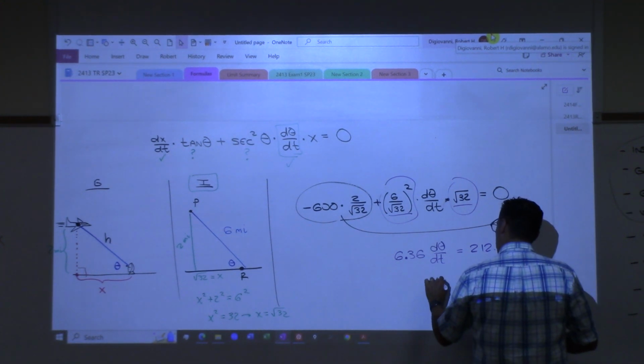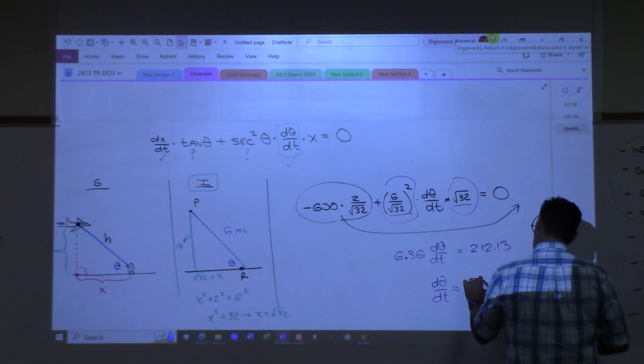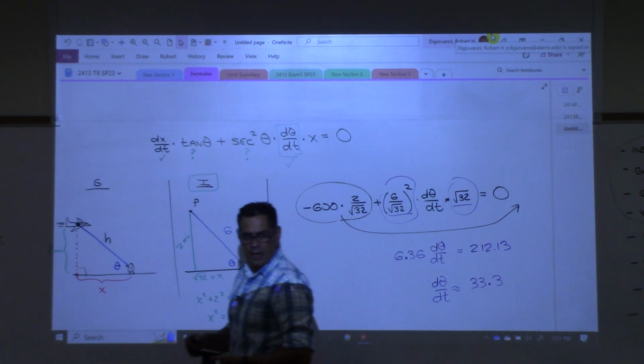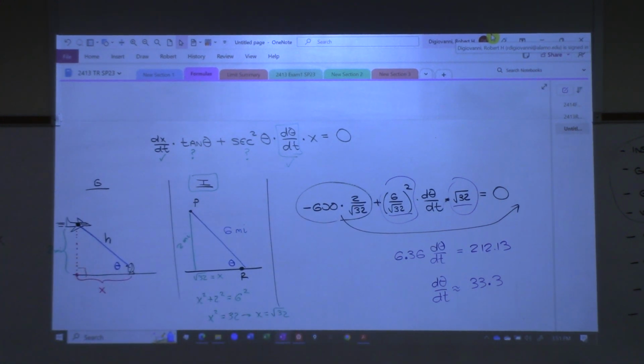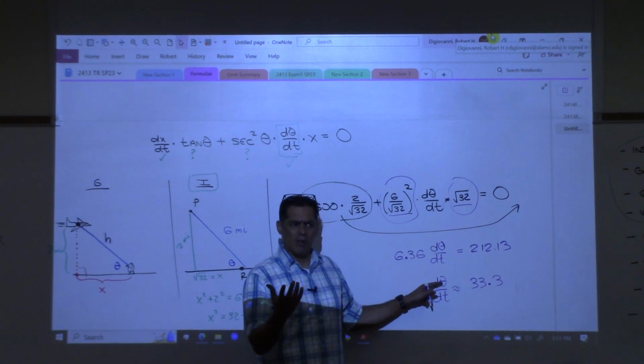I'm getting about d theta dt is approximately 33.3. Anyone else getting that? 33.3? Yes? 33.3 what? So it's our angle, right? Theta, and we're going to measure in radians. Why not degrees?